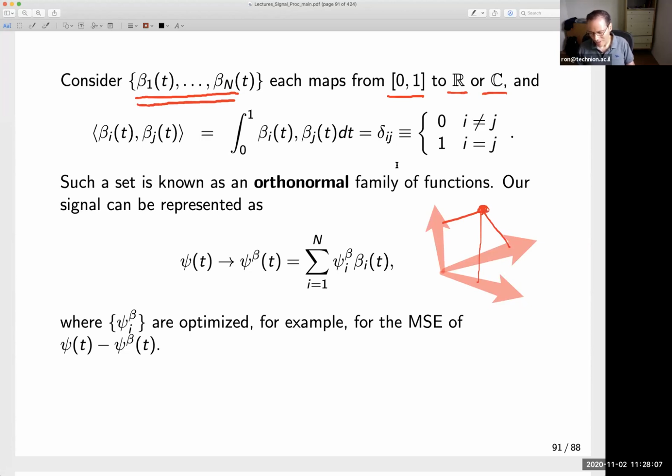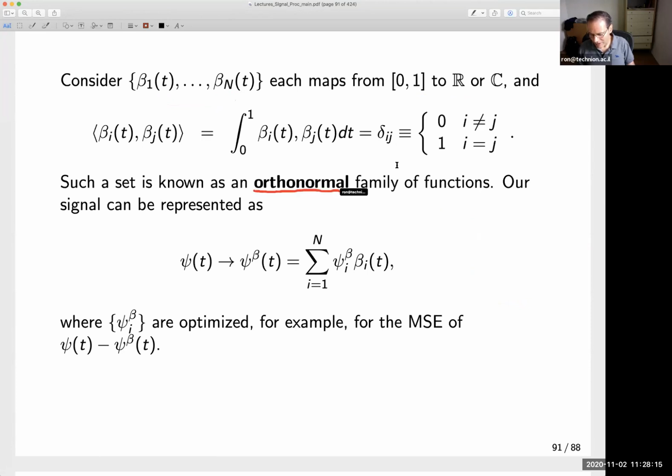So the moment I'm saying that the family is orthonormal, orthonormal means that the inner product, and this is how I define the inner product, would be equal to delta ij, where this is the Kronecker delta, which means that if the two functions are the same, it would give me 1, and if the two functions are different, it would give me 0.